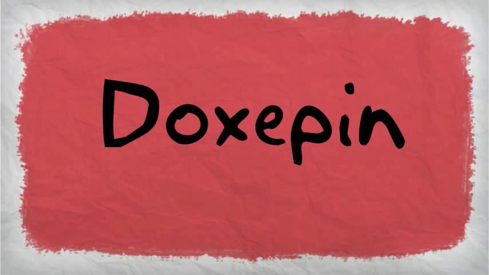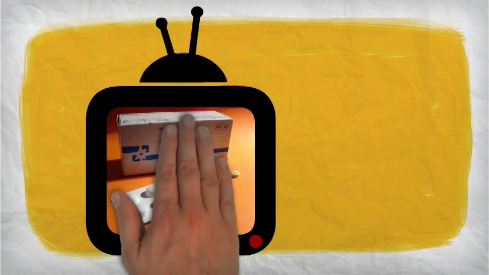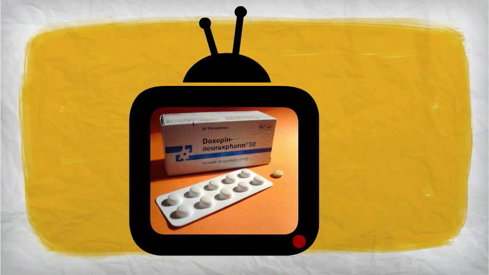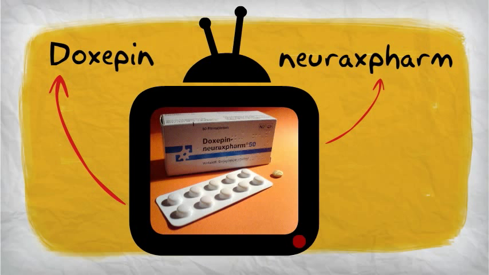Today I'm going to talk about Doxepin. When buying this product, you will notice that there are two names. Doxepin is a generic name while Neuropharm is the brand name. But what is this medicine for?